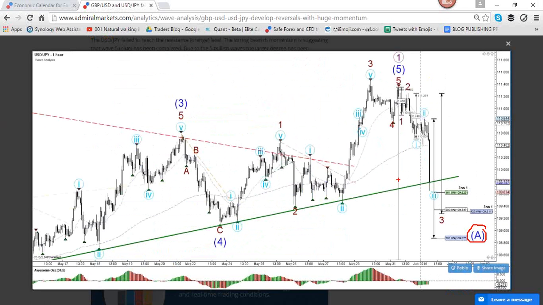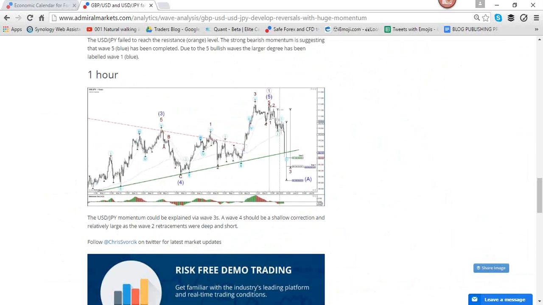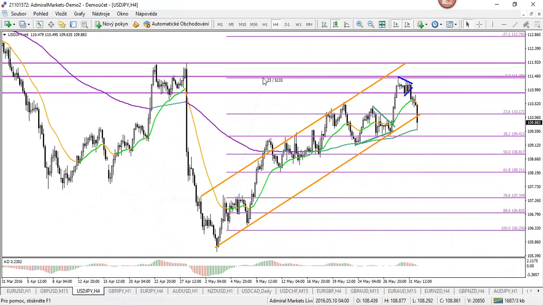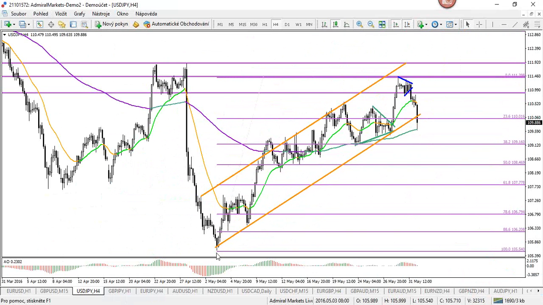So this is already marked as A within wave 2. Now we're getting movements within blue A. So when we look at the 4-hour chart, I think there's a good chance we're going to break through this channel and start falling basically towards these fibs. All right, the 38.2 fib could be a bouncing spot, but ultimately I think it will continue to the 50, down to the 61.8 probably, maybe even lower. So this is kind of the movement I'm expecting. Fall, correction, fall, correction, fall for the dollar yen.